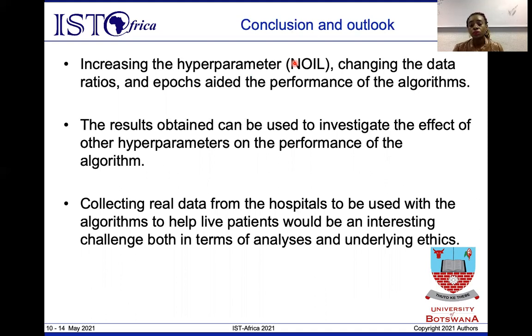Another future work could be actually getting real data from the hospital, from actual patients who were admitted or who are still in the hospital, to see how they perform on these algorithms in order to develop a model.